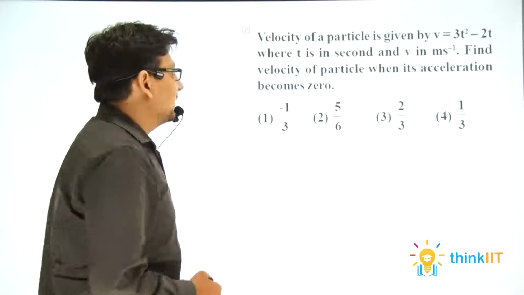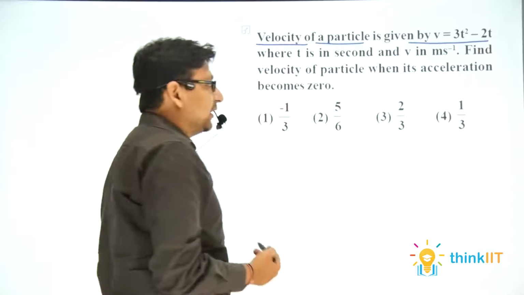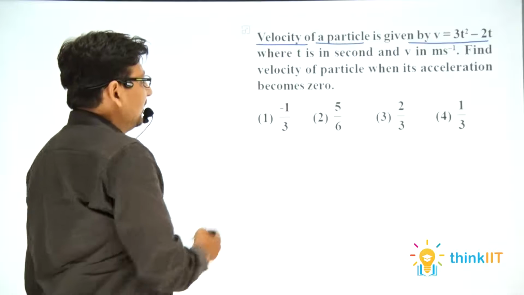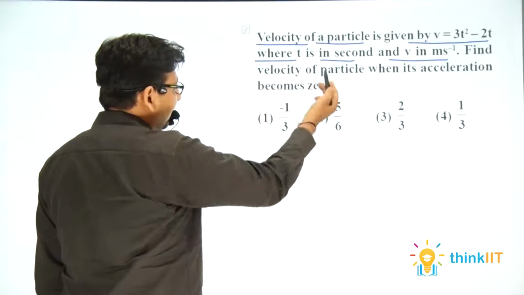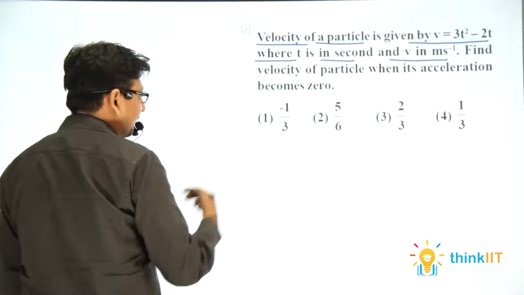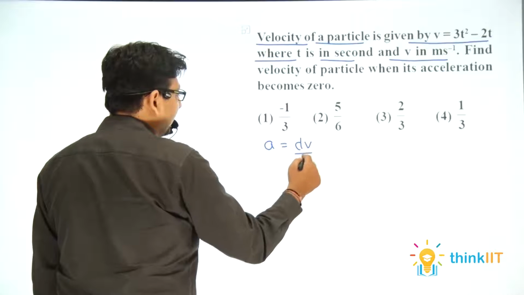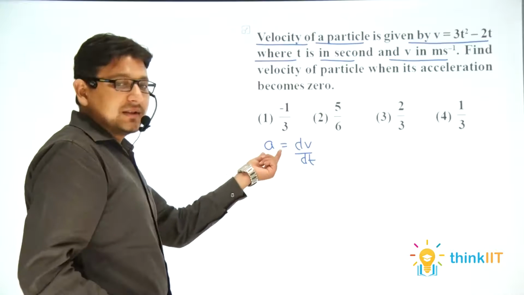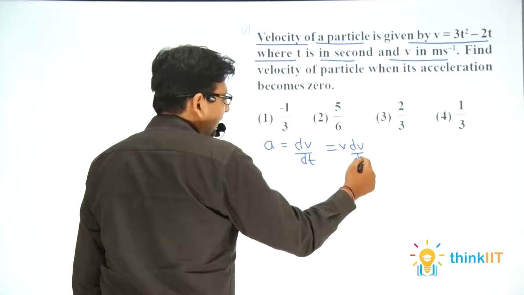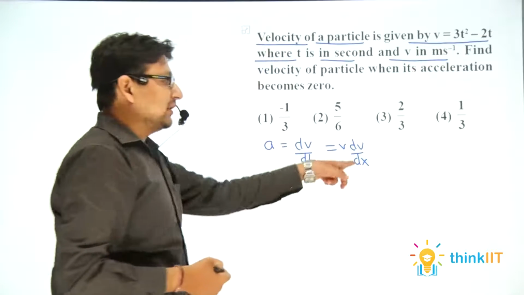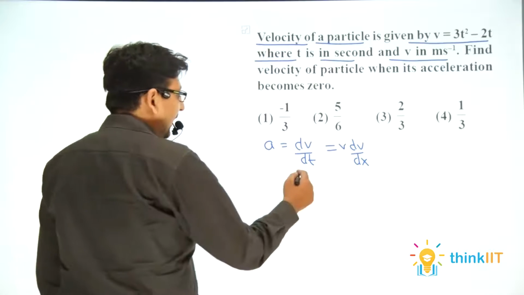Now coming to this question, we are given that the velocity of a particle is given by v equal to 3t square minus 2t, where t is in seconds and velocity is in meters per second. They are asking to find the velocity of the particle when acceleration becomes 0. Velocity is a function of time, so acceleration should be written as dv upon dt. Acceleration may be written in another format, v dv by dx, but here velocity is not a function of position. If velocity is a function of position, I will differentiate with respect to position. So I am using this format.